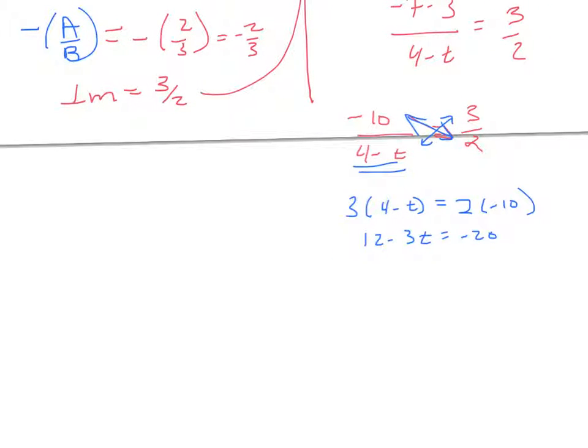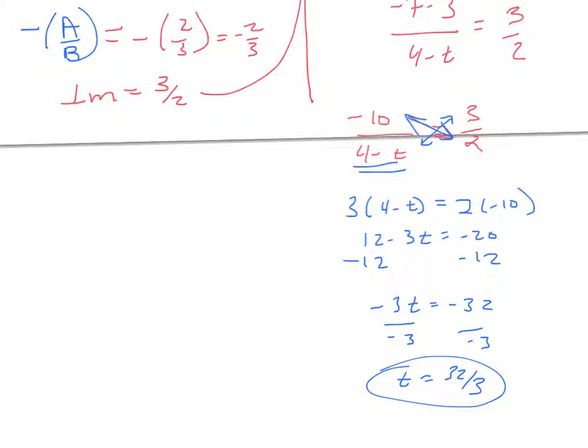And now I'm just going to solve for t. Divide out the negative 3, and t is equal to 32 over 3. It might be a mess because of the fraction, but if we plug this back in, we'd get the 3/2. So in order for those 2 lines to be perpendicular, t would have to be 32 over 3.